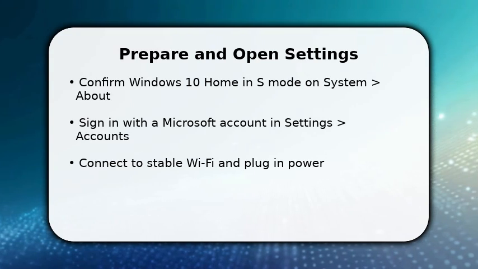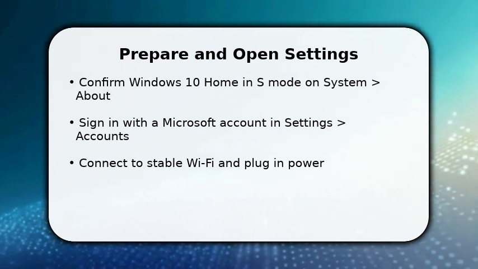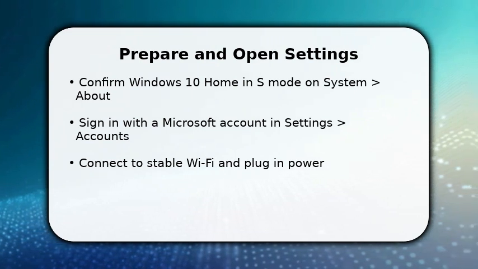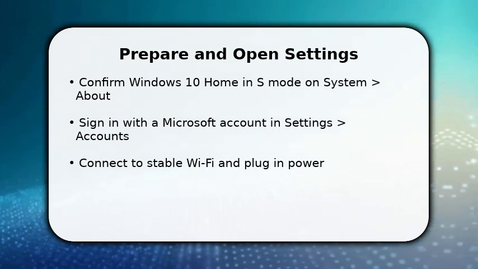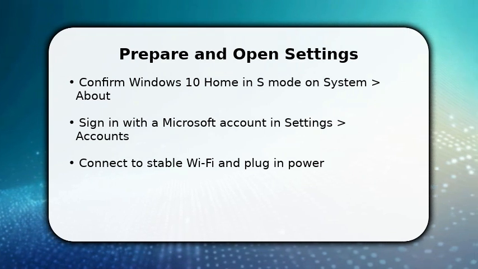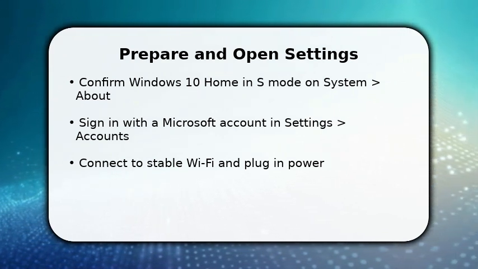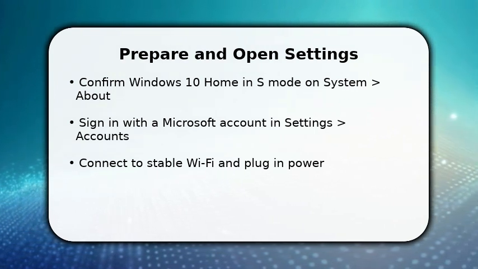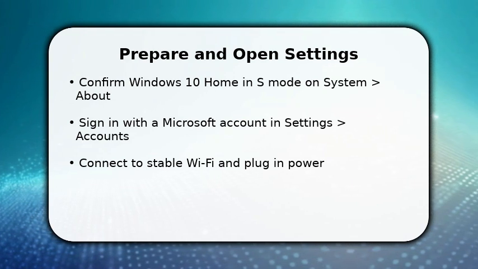You start by confirming your edition and ensuring you're signed into a Microsoft account. This unlocks the switch option. Go to Settings, System, About to verify Windows 10 Home in S Mode, then open Accounts and sign in if needed. Once done, make sure your PC is connected to the internet and plugged in to avoid interruptions.